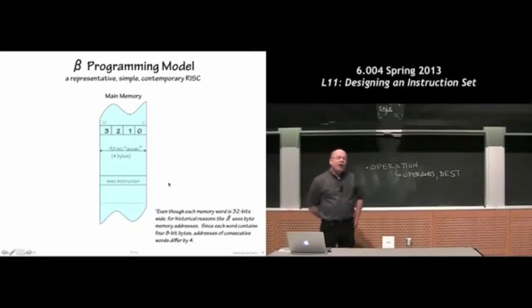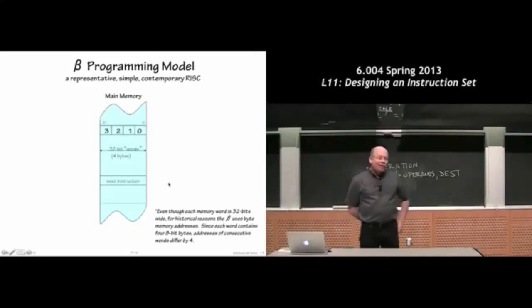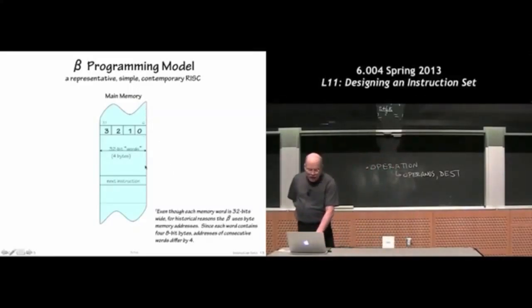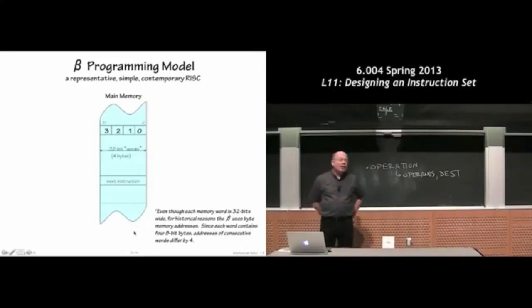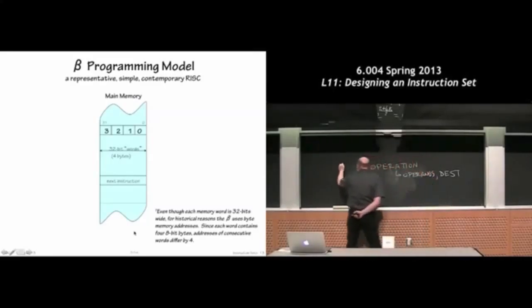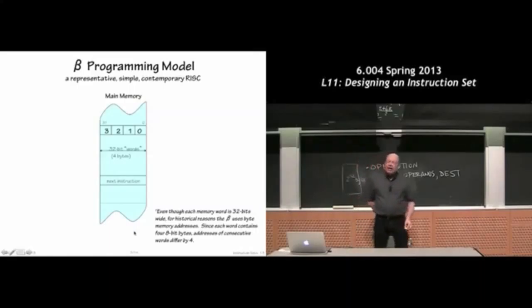So the programming model starts off with where does everything live, all the data and instructions in main memory. So main memory, as I say, is this big array. We're going to allow ourselves memory that can hold 2 to the 32 bytes of information. A byte is an 8-bit value. That's the name for an 8-bit value.